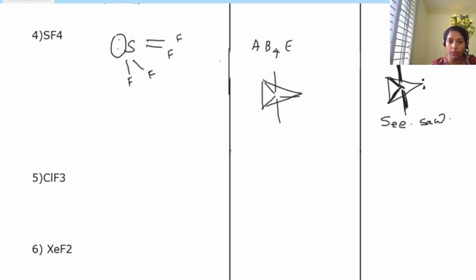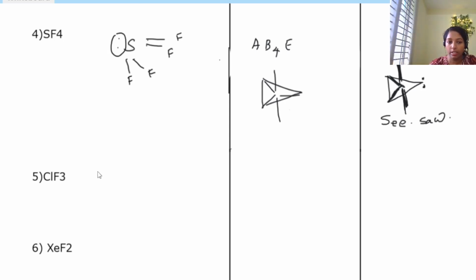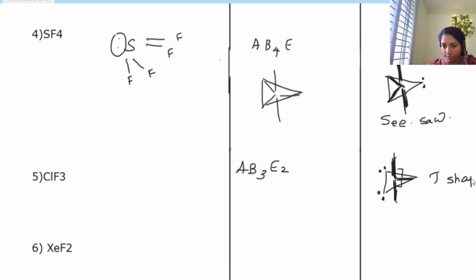Seesaw shape. Okay. Then let's see ClF3, otherwise called AB3E2. So altogether 5 electron clouds are there, so trigonal bipyramidal. But what about the shape? In this case there are 2 lone pairs, so we put the 2 lone pairs here so that it's easy to understand the shape of the molecule. Does it look like a T shape? The angle is 90, right? So this shape is called T shape.